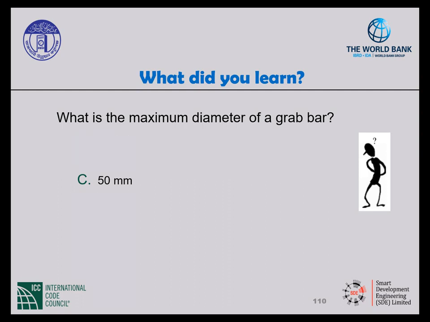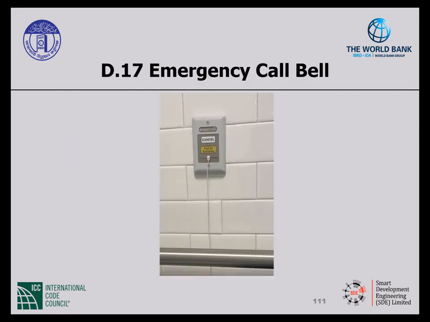And the answer is 50 millimeters. And I mentioned a minute ago about an emergency call button. They are required in all accessible toilets, water closet compartments, and washrooms. They need to be waterproof. They can either be push button or pull cord, and if you'll notice in this picture, there's actually both. It's located between 650 millimeters above finished floor, and be sure to place the bell outside the room where immediate attendance is available.